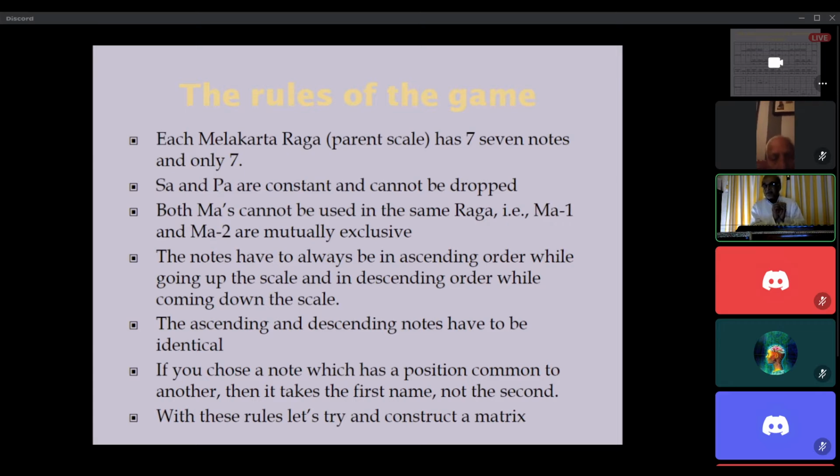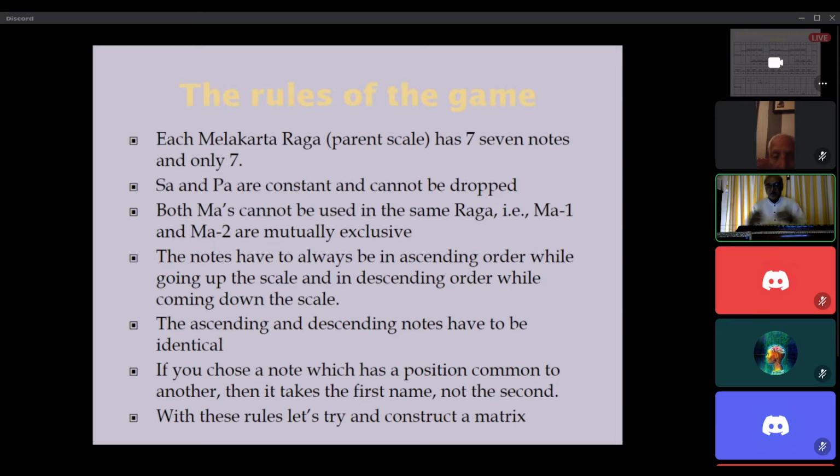As I kept mentioning in the beginning, Sa and Pa are constant and cannot be dropped. Every raga has to have a Sa and the Pa. Third, and here we are talking about the Melakarta Raga, not all ragas: in the Melakarta Raga system, both Mas cannot be used in the same raga. Ma1 and Ma2 are mutually exclusive. So if we use Ma1, we can't use Ma2. If we use Ma2, we cannot use Ma1. The other rule is the notes have to always be in ascending order while going up the scale and in descending order while coming down the scale.